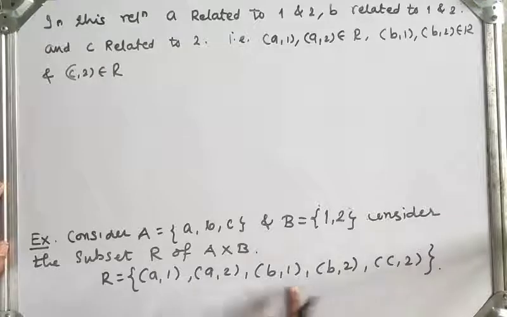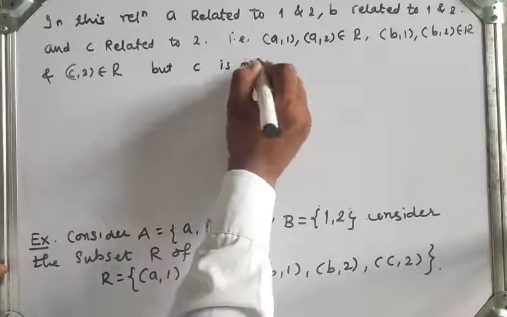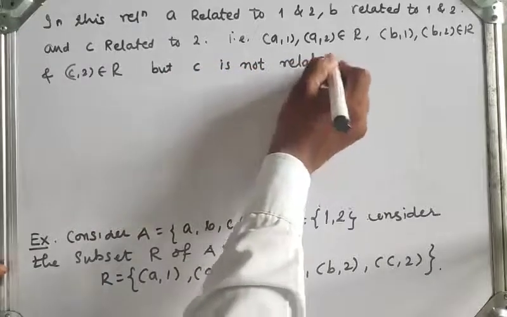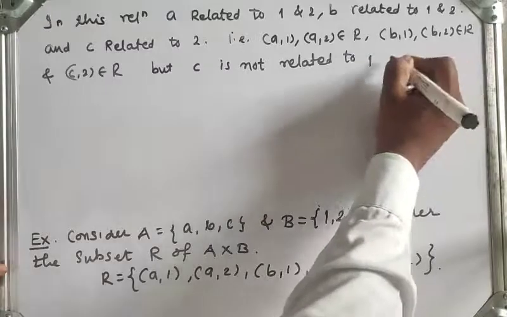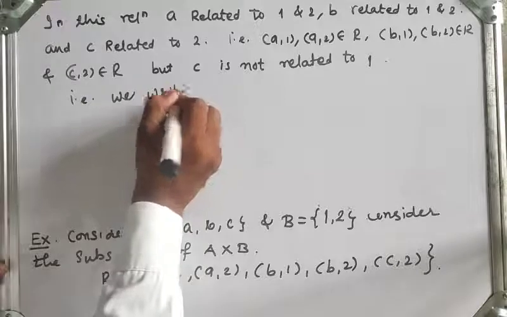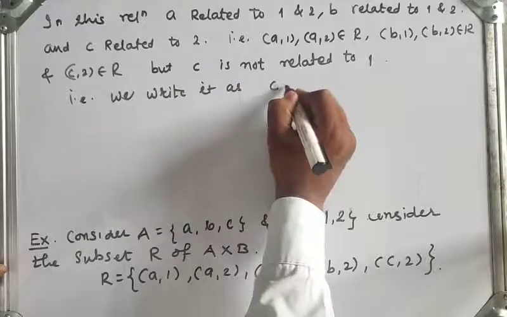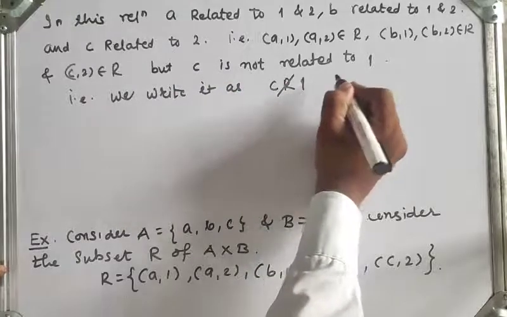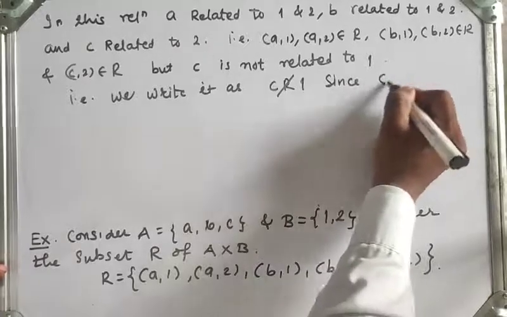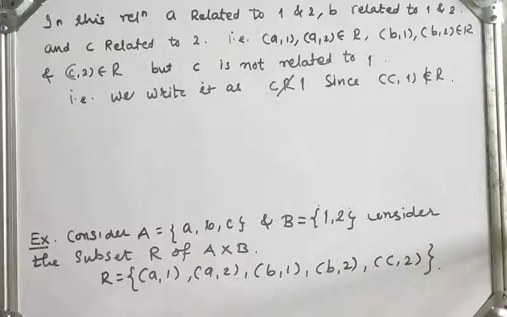But there is no (c,1) in R. So c is not related to 1, and we write it as c not related to 1, since (c,1) does not belong to R. So this is the relation.